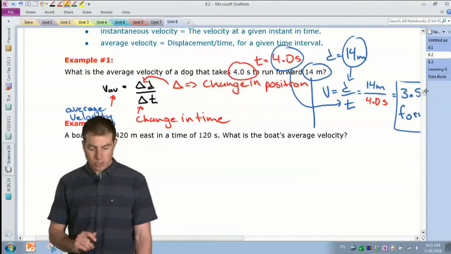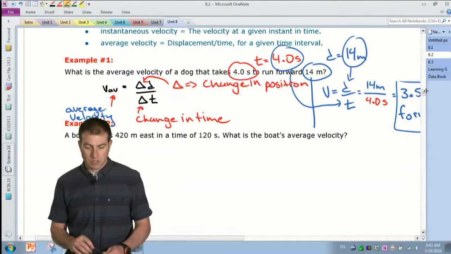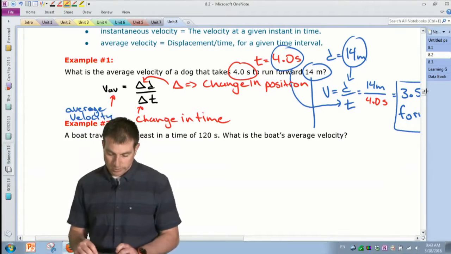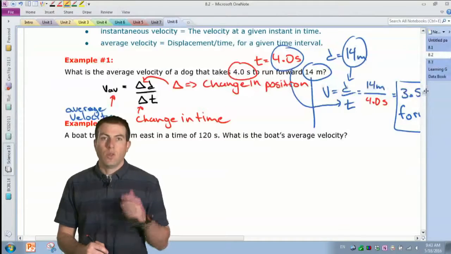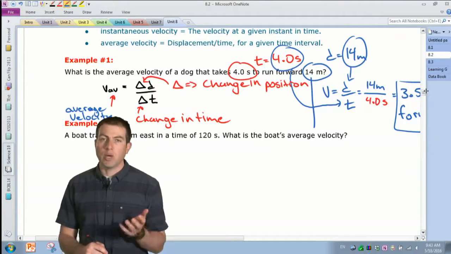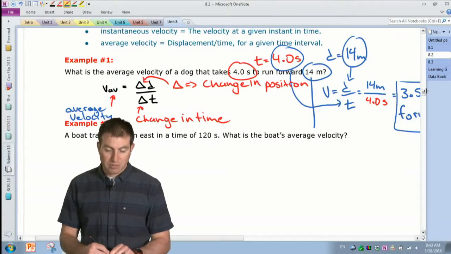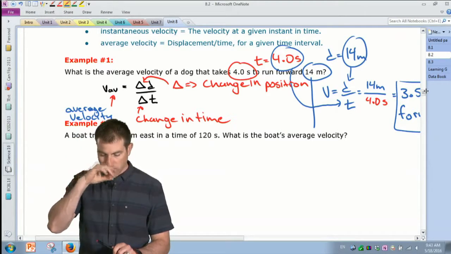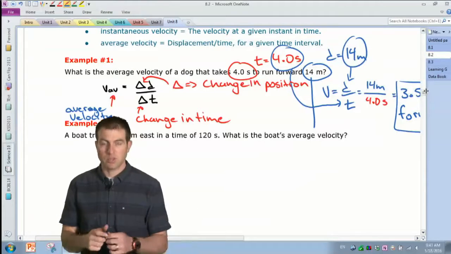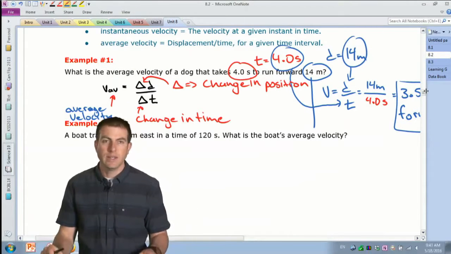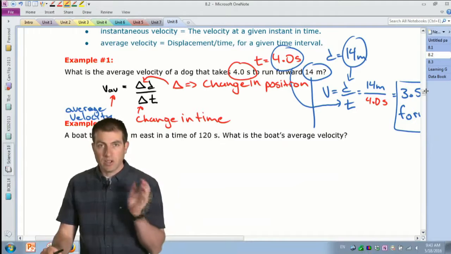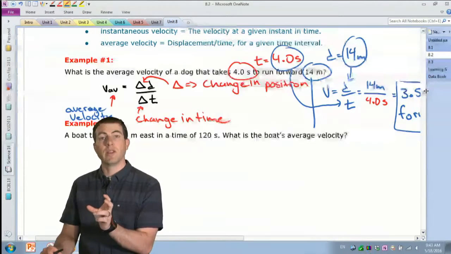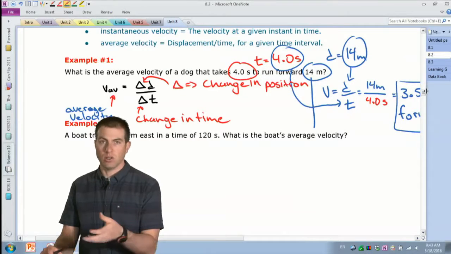All right, the next question. A boat travels 420 meters east in a time of 120 seconds. What is the boat's average velocity? The most important thing is to just identify what you have in your question. Even if you don't quite understand what's going on, like a boat traveling 420 meters in 120 seconds, if at a very basic level you can identify what you're given, you can look at a formula that has those parts, solve, and go from there.